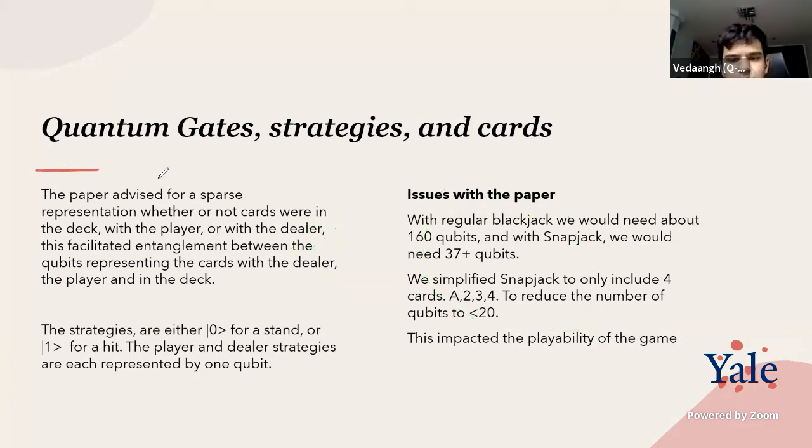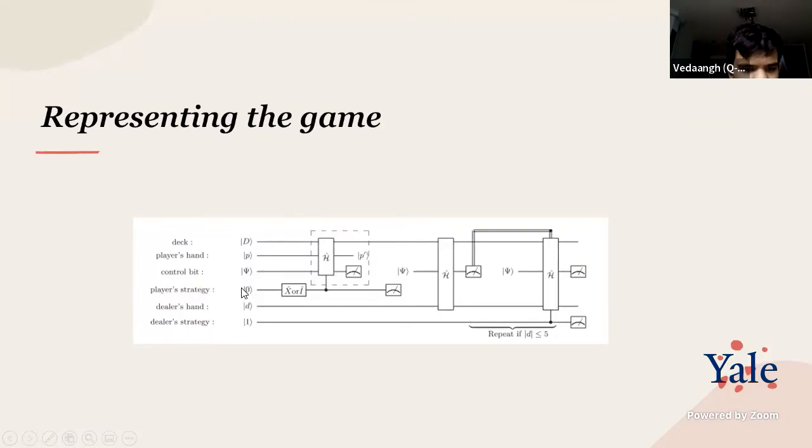So the paper, as I just said, uses sparse representation, so 0, and then it also had strategies. If you look at the previous slide, there's a player strategy and a dealer strategy. This strategy is a 0 if the player will hit, and a 1 if the player will stand. Oh, sorry, no, the other way around. 1 if the player will hit, and a 0 if the player will stand. Same thing for the dealer. And it's initialized as 0 for the player and 1 for the dealer.